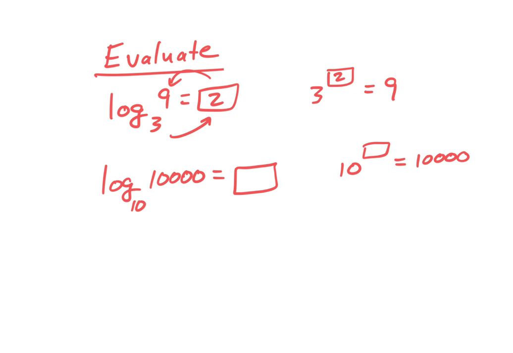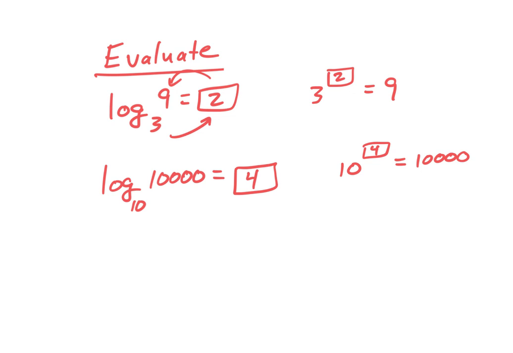Well, think about it this way. If this was 100, 10 squared would be 100, right? If this was 1,000, 10 cubed would be 1,000. So basically, every time we add a 0, we add another exponent. And so this would be 10 to the 4th equals 10,000. So log of 10,000 base 10 equals 4.